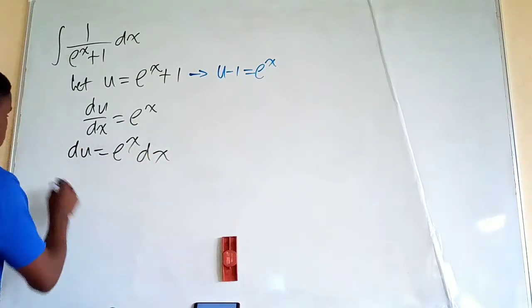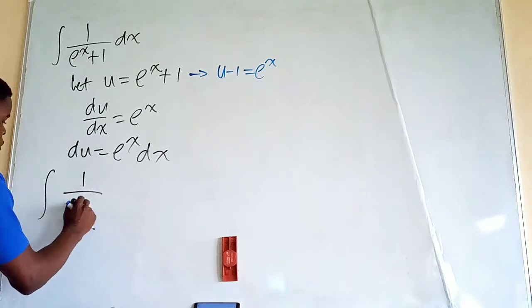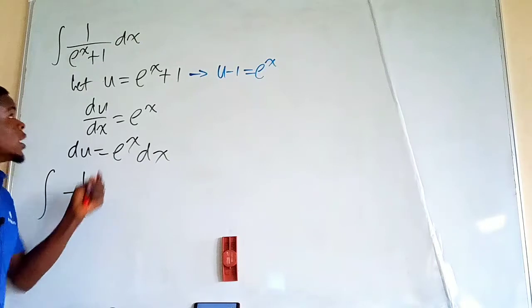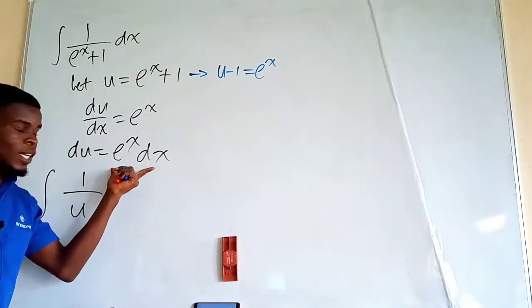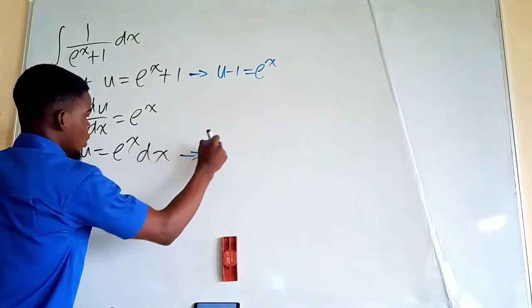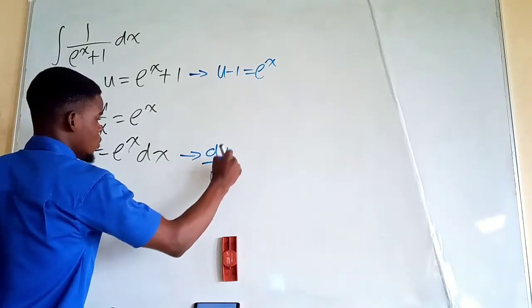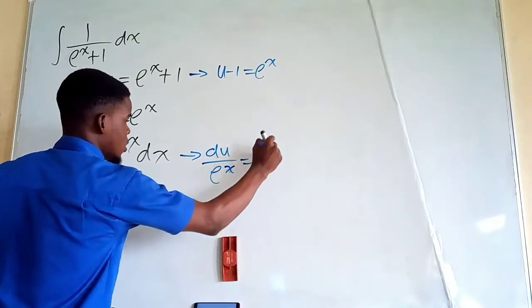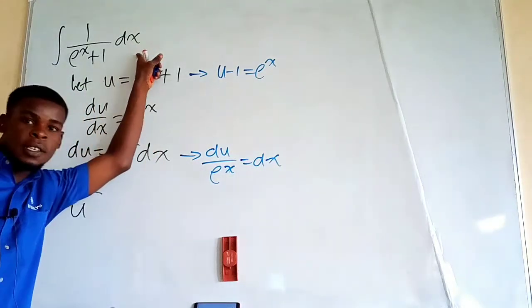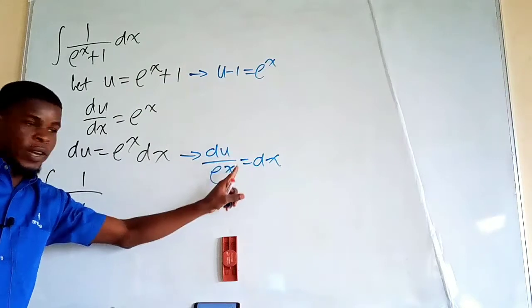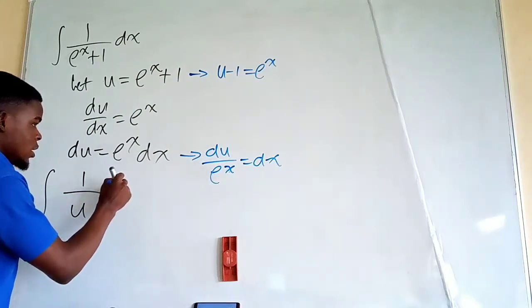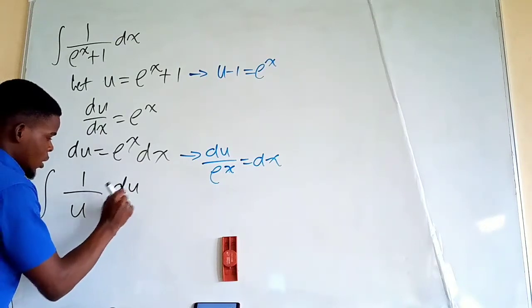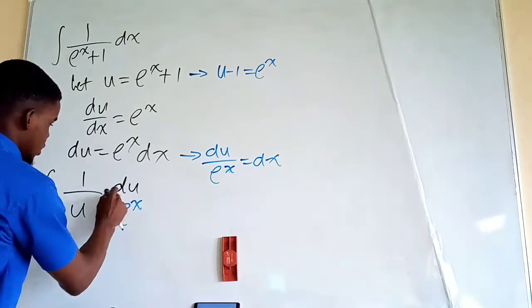So plugging everything into the integral, we're going to have 1 over u, where e to the power of x plus 1 is just u. So we change that to u, right? Now in place of dx, we know that dx from here will become what? This will become du over e to the power of x. So that is just dx. So in place of dx, here we just put du over e to the power of x. So that is just it.